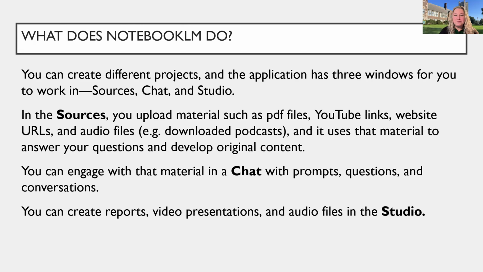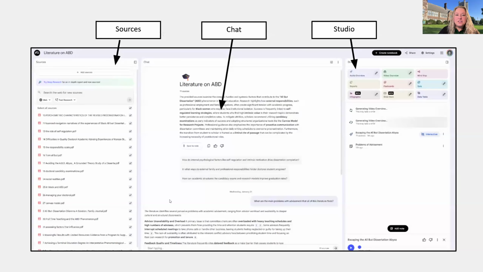So there are three windows in NotebookLM when you go into it. And you'll see that picture in the next slide shortly. The first one is sources. Actually, if you could go to the next slide, that would be great. So you can look on at the same time that I'm explaining. So sources is the first one, and this is where you can upload materials. So you could put in your PDFs, your YouTube links, websites, URLs, anything you like.